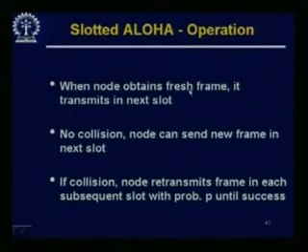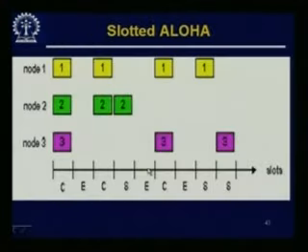So as soon as it gets a frame to send, it sends it in the next slot. No collision, node can send new frame in the next slot. If collision, node retransmits frame in each subsequent slot with probability p until success. So this is a picture of a slotted aloha.